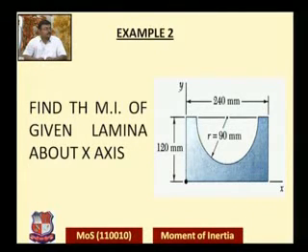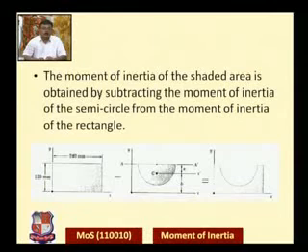Now this is the second example. As you can see, the rectangular plate has a semicircular cut provided on the top of it. So again you have to find the MI of this lamina about the x-axis. Here the x-axis serves as the base of the rectangle. So what you will do here, first of all, find the MI of the rectangle on its base, and then find the MI of the semicircular section on the x-axis. So when you subtract these, you will get the final answer.